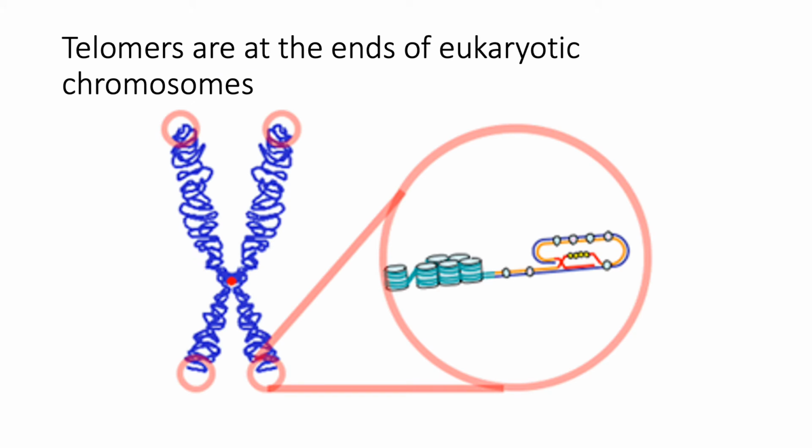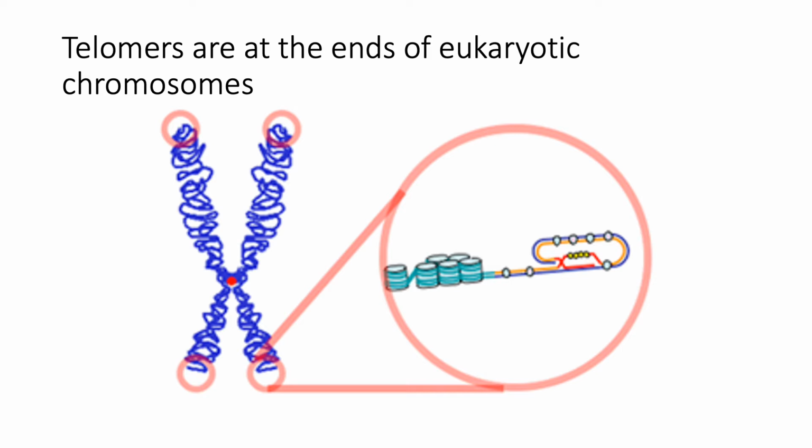So these telomeres are found at the end of all eukaryotic chromosomes, and they need to stabilize the end of the chromosome. Now, eukaryotes, prokaryotes the same way, cells do not let ends of DNA just sit there.